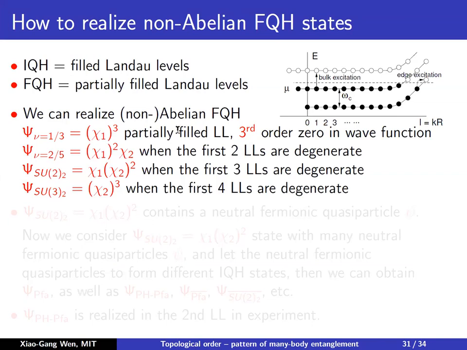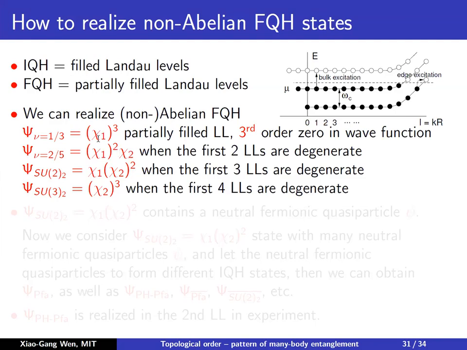Actually, using a very similar idea, we can construct more states. Let's assume the first two Landau levels are filled. Okay. And then we partially fill the first two Landau levels. It turns out that we can construct another wave function for the partially filled first two Landau levels. That is chi 1 squared times chi 2, because chi 1 and chi 2 are fermion wave functions. So when two particles get close together, those wave functions have a first order zero.